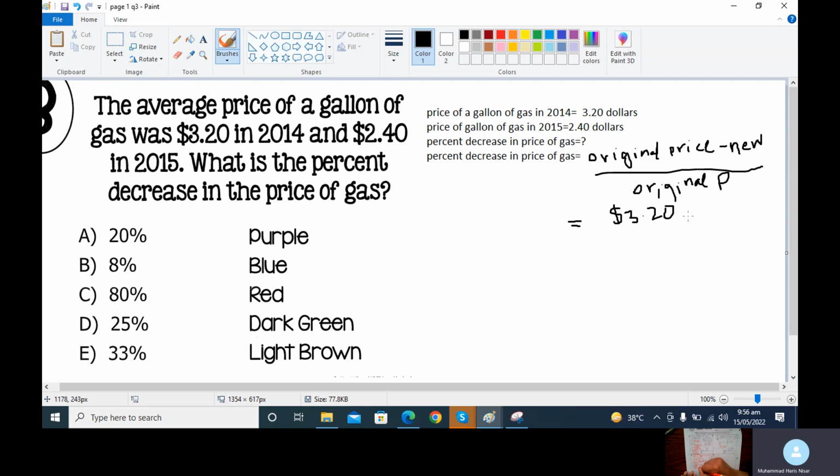Original price is $3.20, minus new price. New price is obviously $2.40. Divided by original price, again that is $3.20.